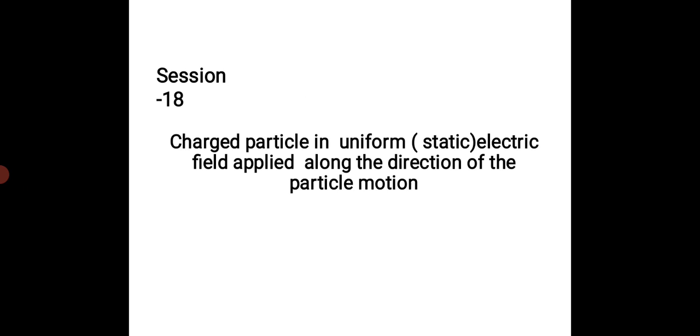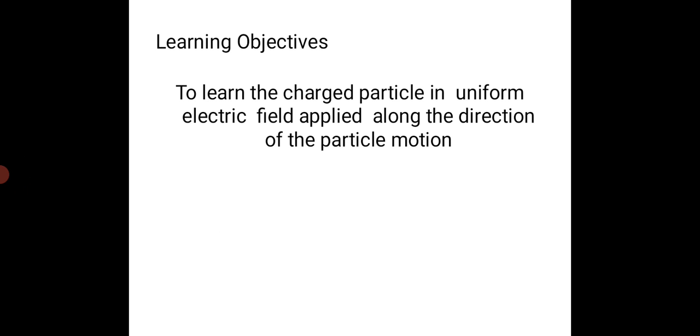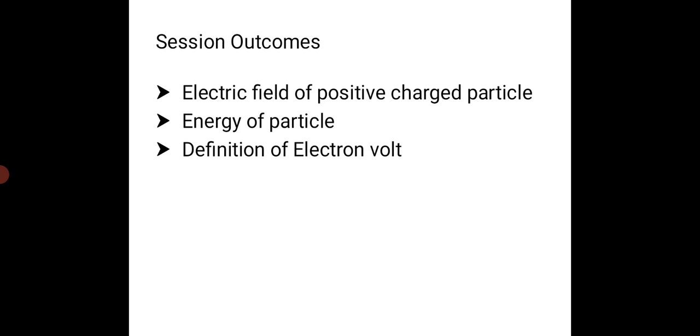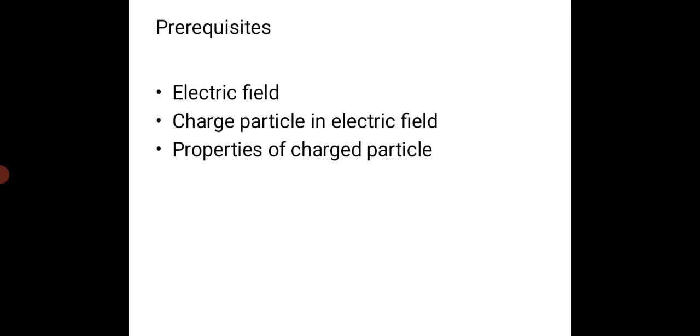In that, the charged particle in a uniform, that is static, electric field applied along the direction of the particle motion. The learning objective of this session is to learn the charged particle in a uniform electric field applied along the direction of the particle motion. The session outcome of this dynamics of charged particle is the electric field of positive charged particle, energy of particle, and definition of electron volt.